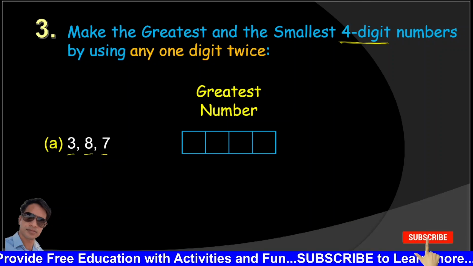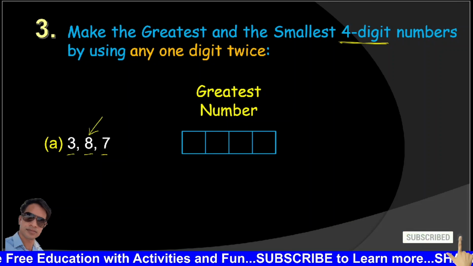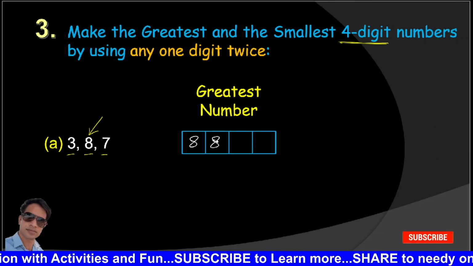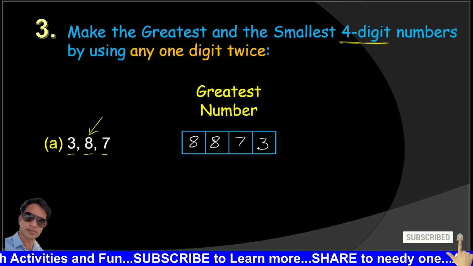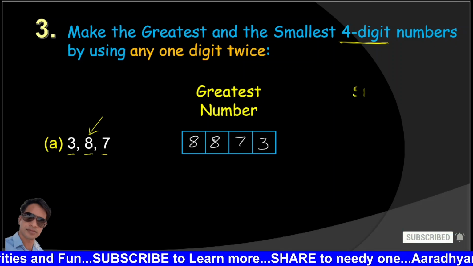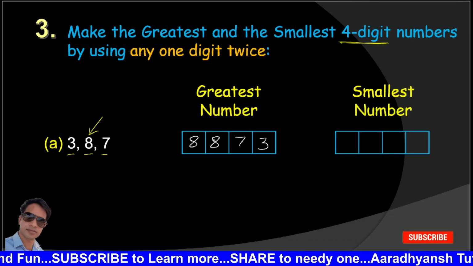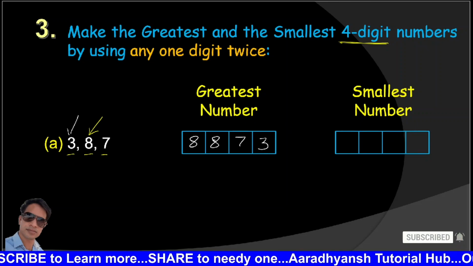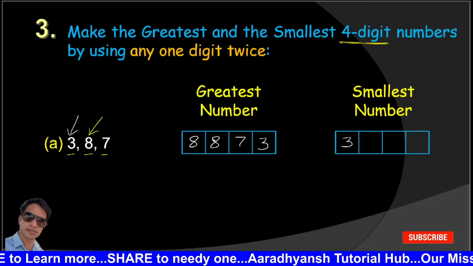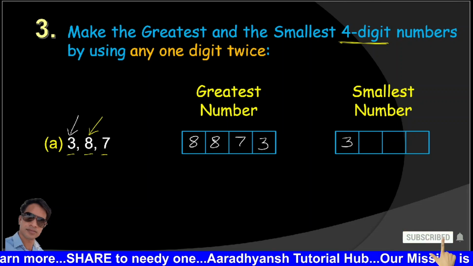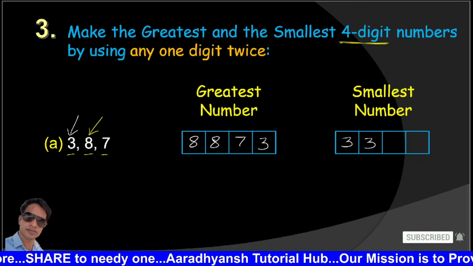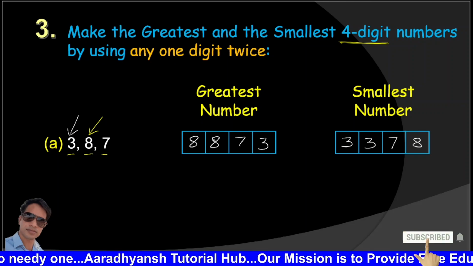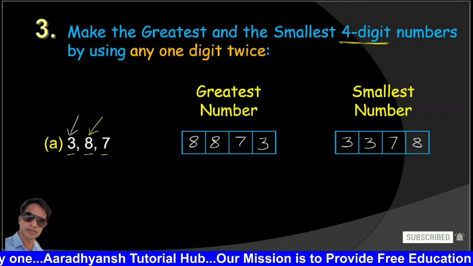So to make the greatest number, we can repeat the greatest digit, that is 8. So write 8 2 times, and then 7 and 3. And to make the smallest number, start with the smallest digit, that is 3. Here to make the smallest number, we repeat the smallest digit, that is 3. Write 3 again, then 7 and the biggest digit at the last: 3378.